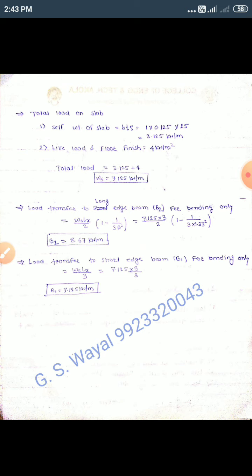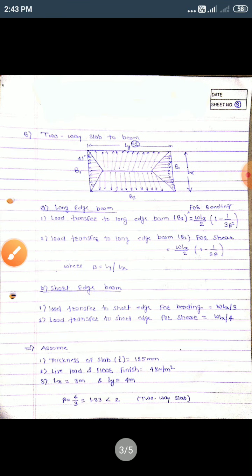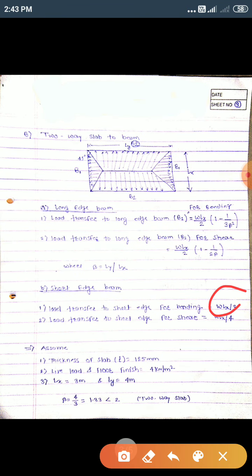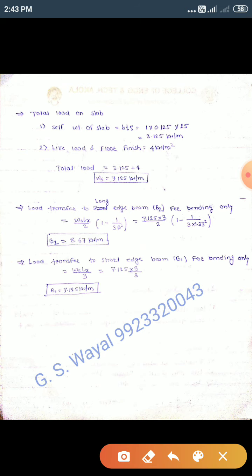Similarly, you can calculate load transfer to the short edge beam B1 for bending only, and the formula, as we discussed here for bending, is WLx by 3. Similarly, you can consider here WLx by 3, where W is 7.125 and Lx is 3, by 3. The most important thing to remember is that in both formulae we are considering Lx, not Ly. So always consider the shorter span for transferring load from slab to beam.